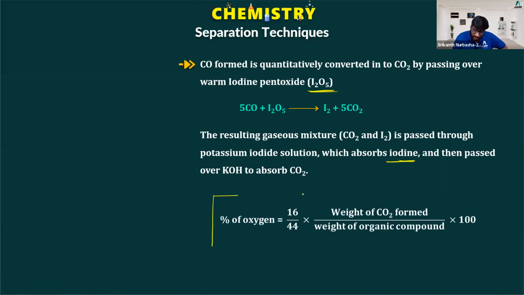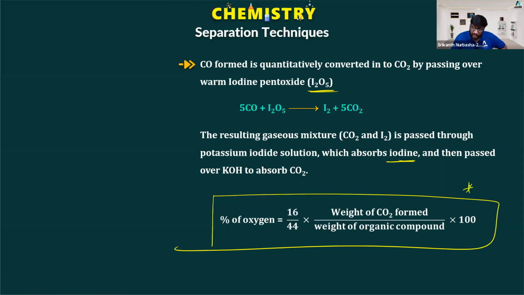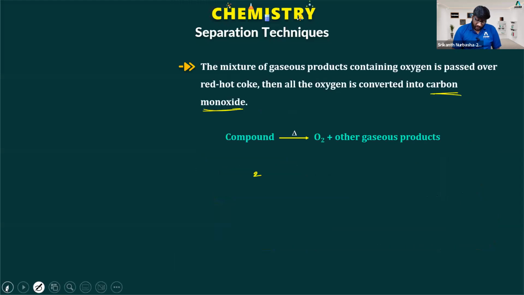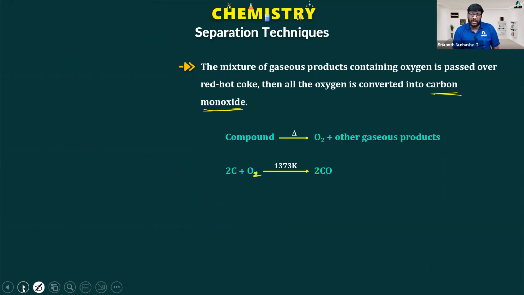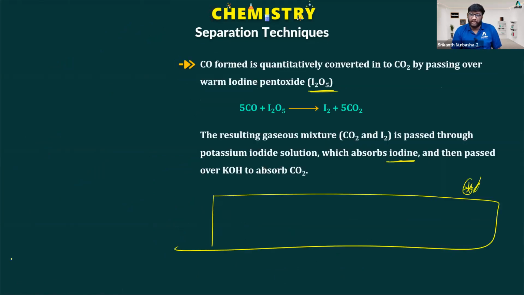So percentage of oxygen is given by this formula: 16 by 44 into weight of CO2 formed divided by weight of organic compound, into 100. We got the same formula in the previous slides as well. So these are the different formulas to quantitatively estimate what percentage of each type of element is present in the organic compound.